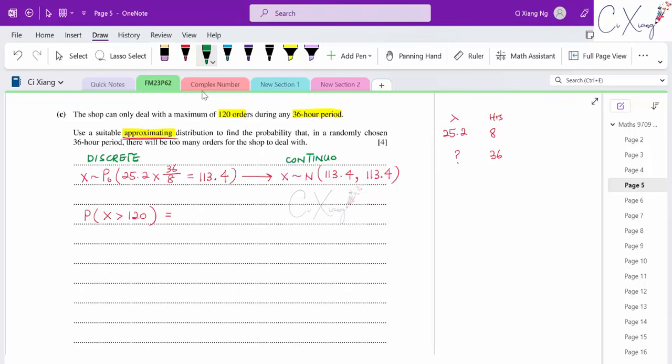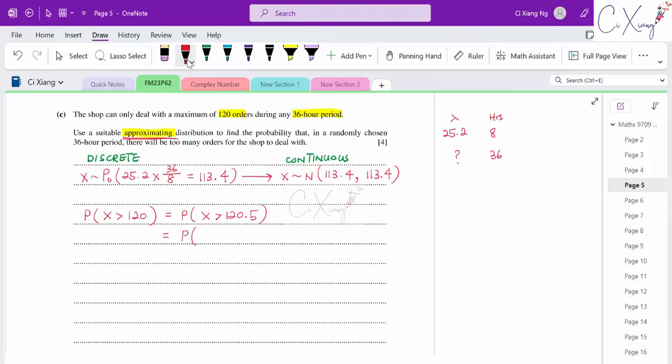So for a discrete random variable, generally we are taking integers for the number of X, right? And then for a continuous random variable, we can take any value for X. Therefore, we need to do some adjustment to change from discrete to continuous. Therefore, we have to apply continuity correction. Okay, so X greater than 120 means that we start from X greater than or equal to 121. Therefore, the continuity correction should be 120.5.